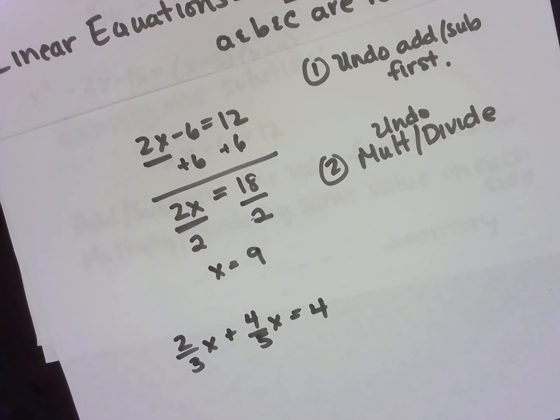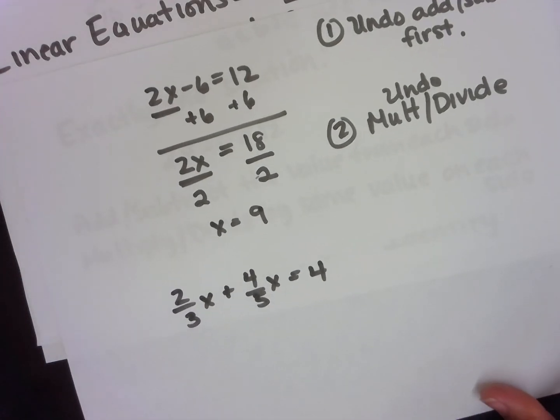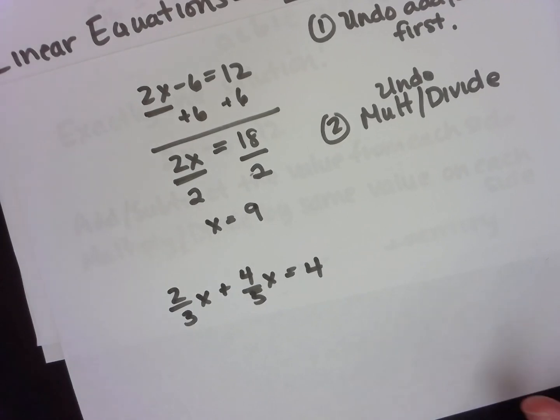Okay, so I have 2/3 x plus 4/5 x equals 4. So I have a fraction, and something that we didn't have in our previous equation is I have two values of x on the same side. Anytime I have an equation, I look at each side of the equation separately, and I can combine any like terms. That means I can add any numbers that are together on the same side, I can add any variables that are on this. I want to make it as simple as possible.